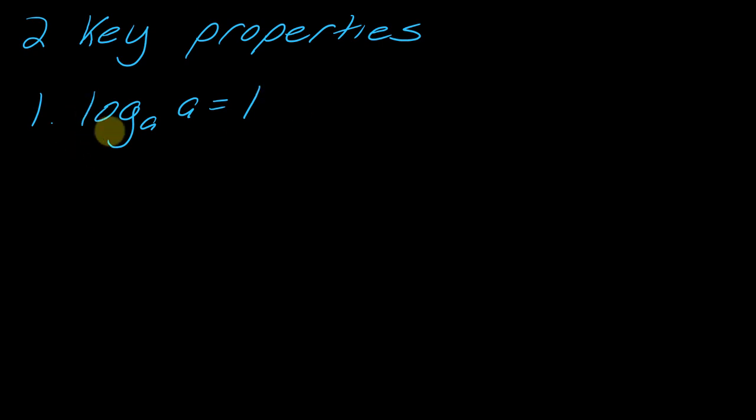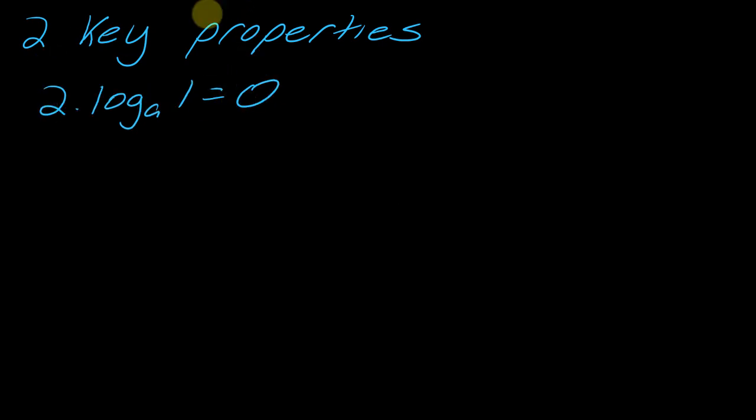One of the key properties is that log base a of a equals 1. This makes sense if you think about it in its exponential form. This exponential form would be a to the 1st equals a. So that's kind of like, duh. Anything to the 1st power is equal to itself. So this is an obvious fact. So we know this. Then if we translate this to logarithms, it makes sense why this is a property.